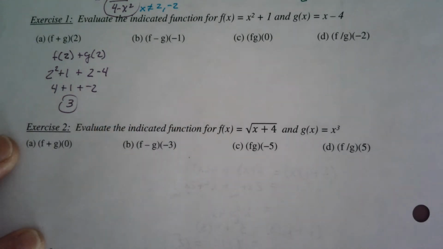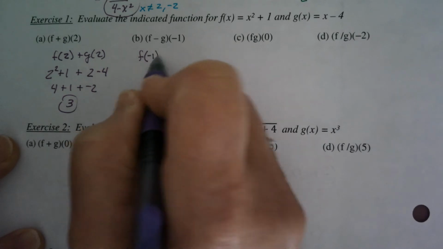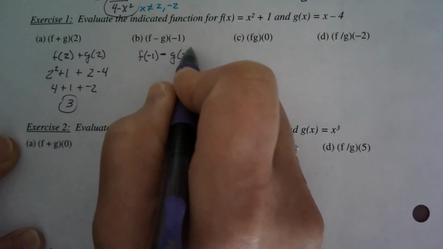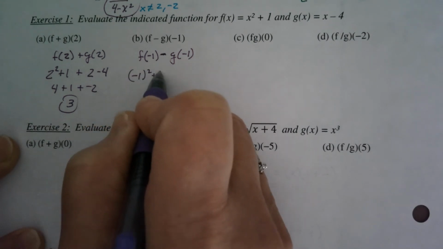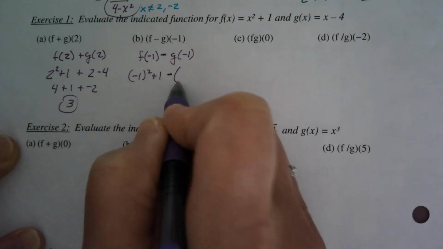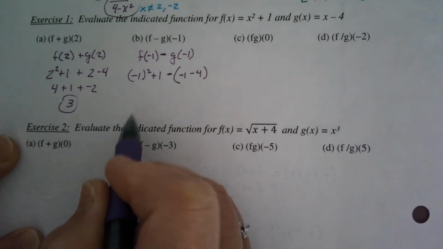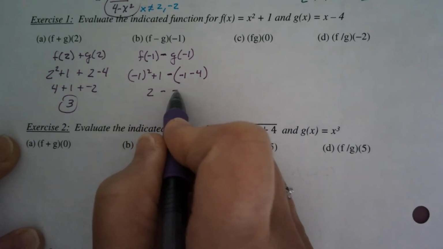F minus g of negative 1 will be equivalent to f of negative 1 minus g of negative 1. Negative 1 squared plus 1, subtract negative 1 minus 4. 1 plus 1 is 2 minus negative 5.